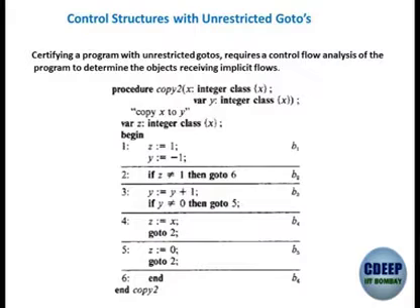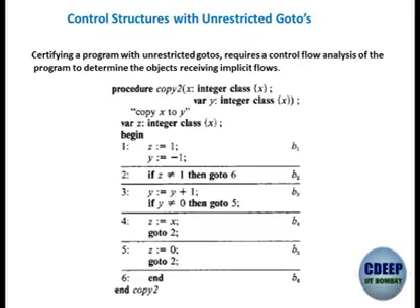The third method is to prove that all subscripts and pointer variables are within their bounds. This corresponds to verification of a program. So these are all the ways in which you can ensure whether the flow of information is as per the mandated specification. Now if you look at the control structure, you have classically the go-to statement.